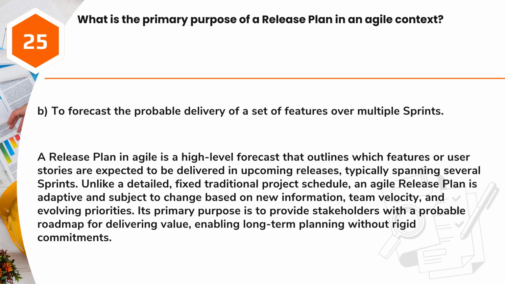Answer: B. To forecast the probable delivery of a set of features over multiple sprints. A release plan in Agile is a high-level forecast that outlines which features or user stories are expected to be delivered in upcoming releases, typically spanning several sprints. Unlike a detailed, fixed traditional project schedule, an Agile release plan is adaptive and subject to change based on new information, team velocity, and evolving priorities. Its primary purpose is to provide stakeholders with a probable roadmap for delivering value, enabling long-term planning without rigid commitments.